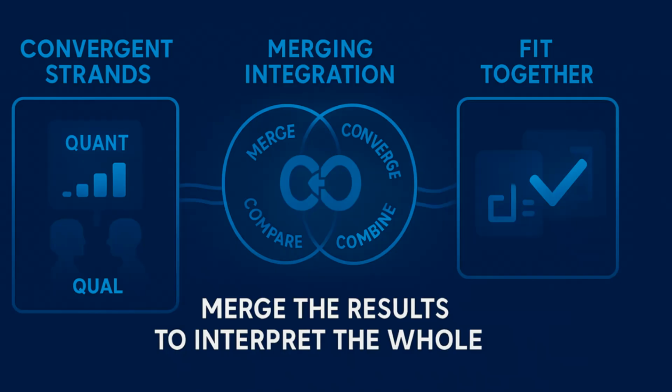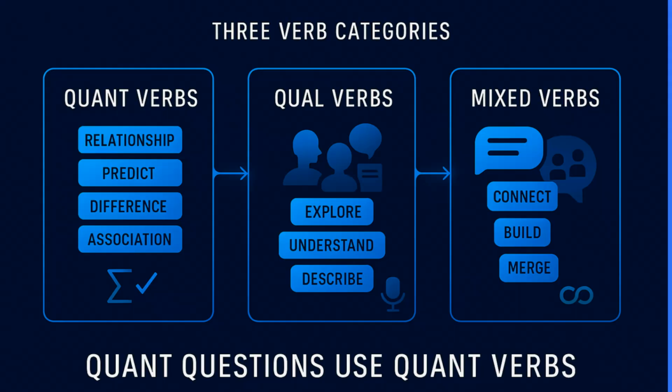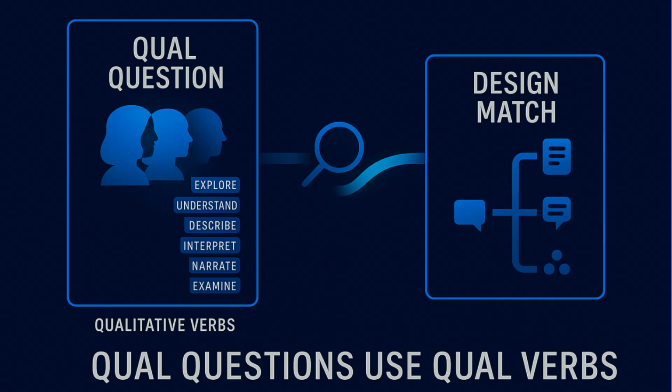You use words like merge, compare, converge, or combine because the interpretation depends on understanding how the two datasets fit together. Every mixed methods study uses three verb categories. The quantitative research question must use a quantitative verb such as relationship, predict, statistically significant difference, or association depending on the quantitative design. The qualitative question must use a qualitative verb such as explore, understand, describe, interpret, narrate, or examine depending on the qualitative design.